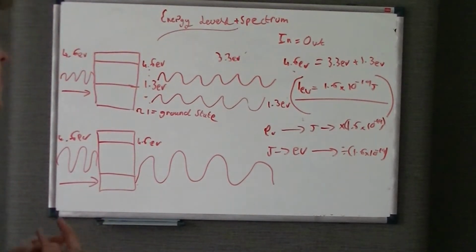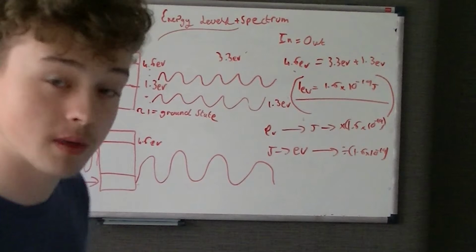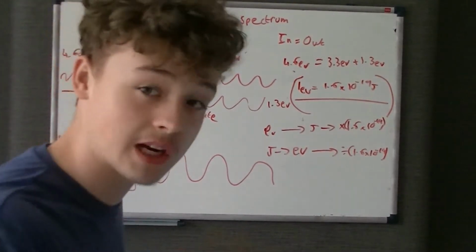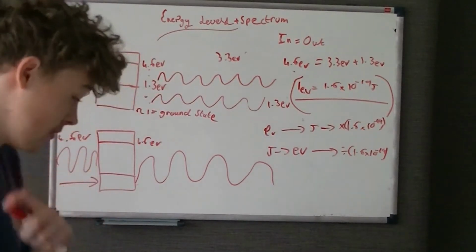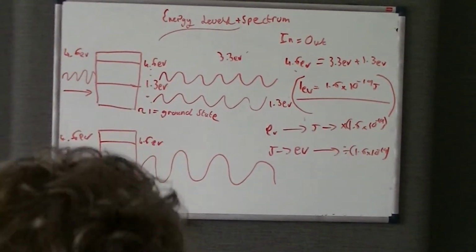To convert eV to joules, multiply by 1.6 times 10 to the minus 19. To convert joules to eV, divide by 1.6 times 10 to the minus 19. I have said that a few times, but I just wanted to make sure you've got that.